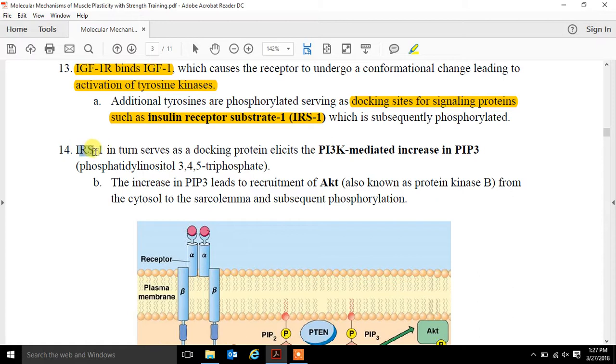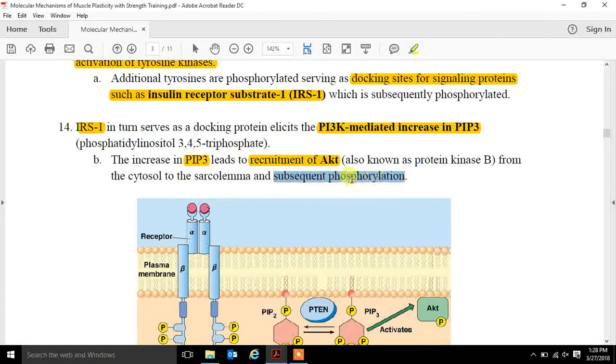This docking protein, so this insulin receptor substrate 1, elicits PI3 kinase mediated increases in this PIP3. And I'm only highlighting up to this PIP3 because that's as far as you need to know. You don't need to know its actual name. The PIP3 leads to recruitment of AKT, which again, if you look at some of the older literature, you'll see it as protein kinase B. I'm just highlighting AKT. And it gets phosphorylated, subsequent phosphorylation.